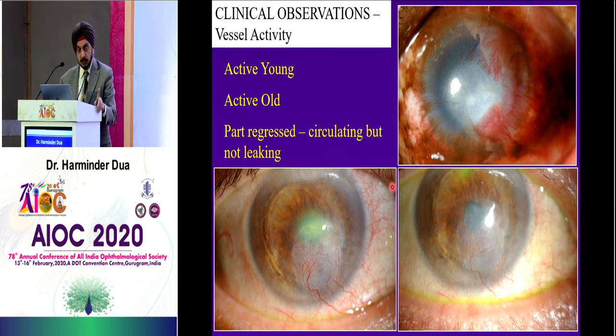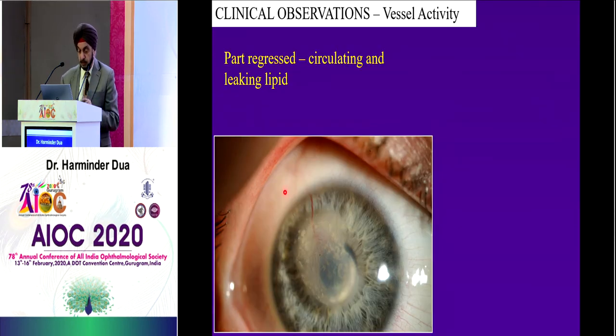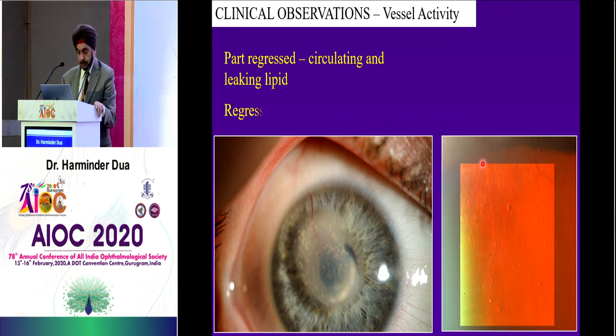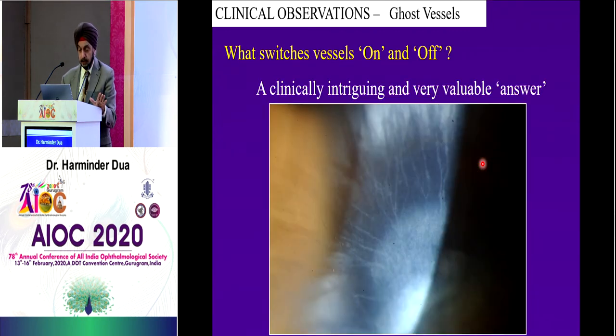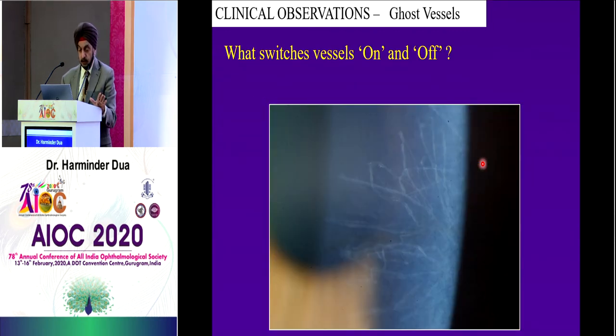They can be partially regressed vessels that are circulating or non-circulating. So they're circulating with blood, but they're not leaking, and then some of them will leak lipid, and you get lipid keratopathy. So active young, active old, partially regressed, leaking lipid or not leaking lipid. And when they're leaking lipid, you get this lipid keratopathy, and they can be completely regressed when you get these ghost vessels.